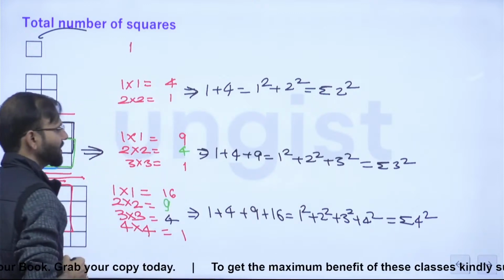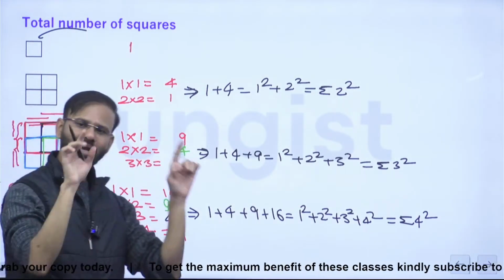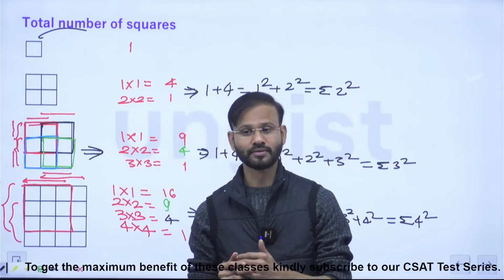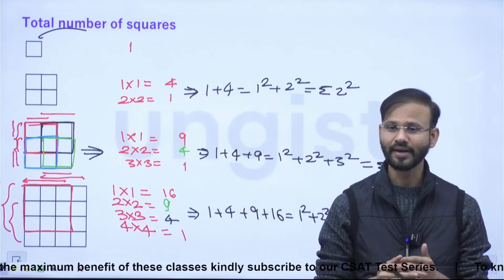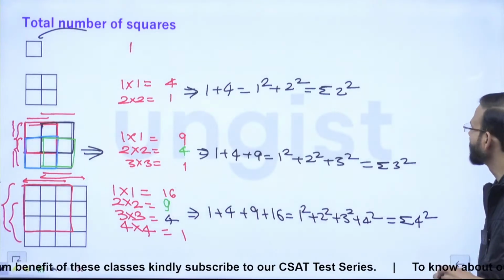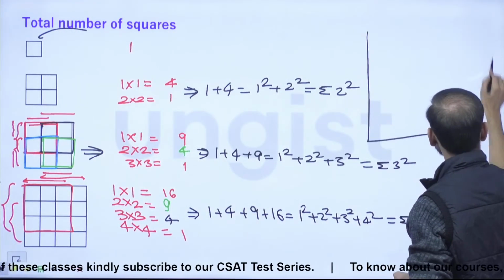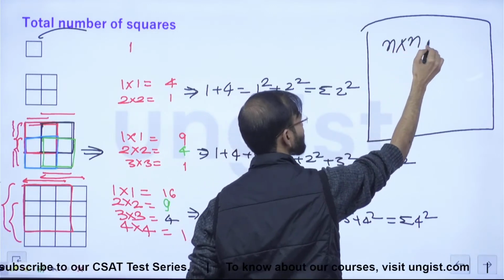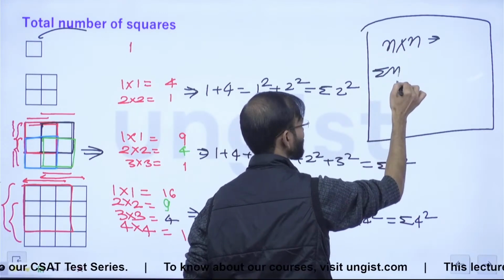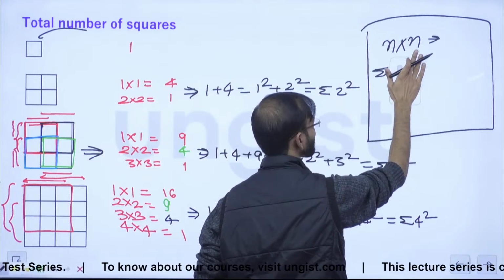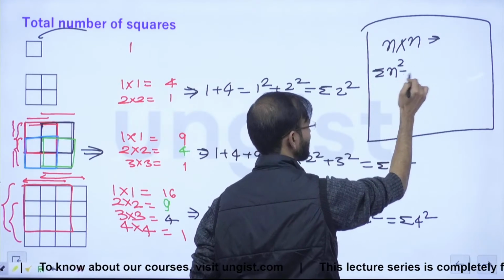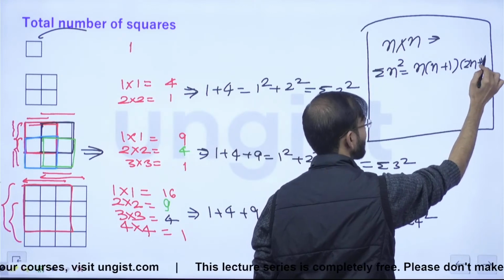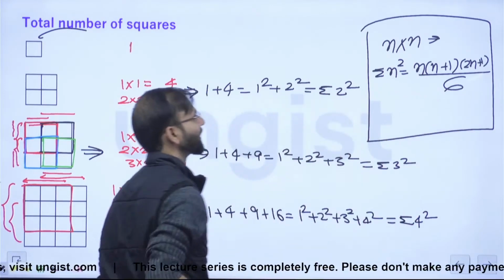Right? So guys, it means what? In an n by n order square grid, total number of squares will be sigma n square. If we have n by n order square grid, then total number of squares would be sigma n square. And sigma n square is what? Tell me. n into n plus 1 into 2n plus 1 divided by 6. Guys, write it down, please.